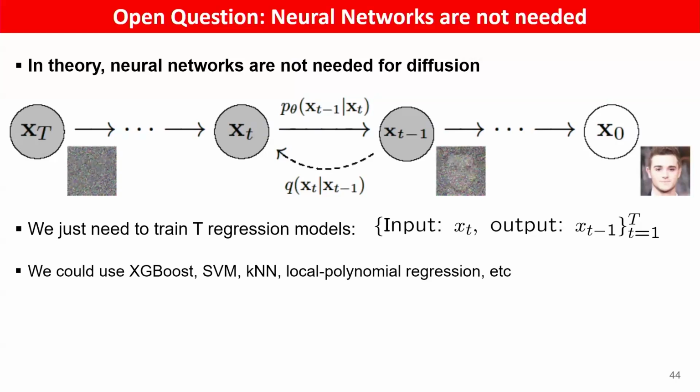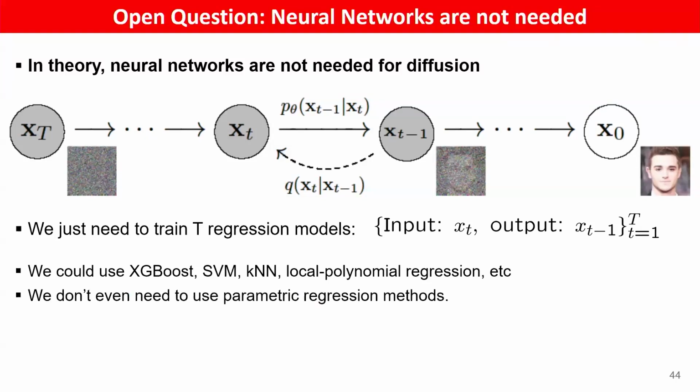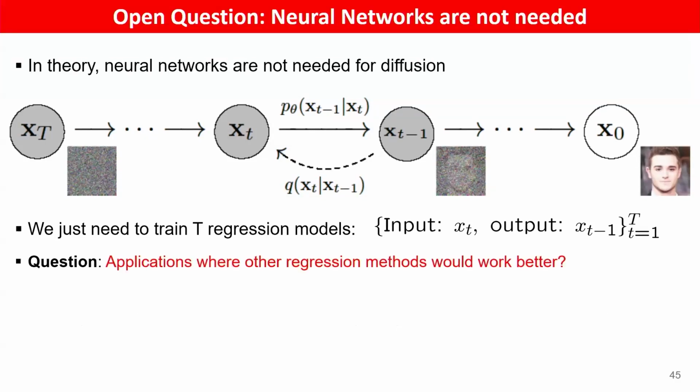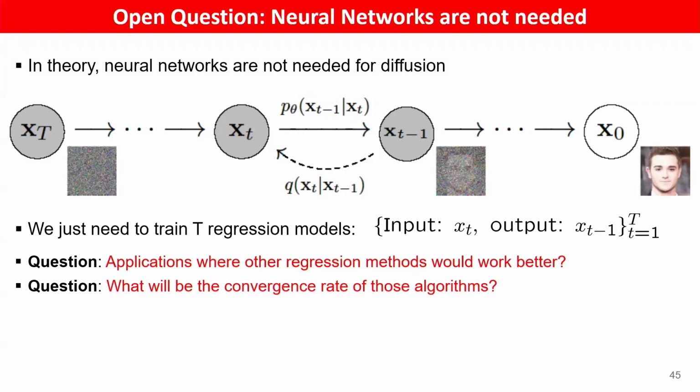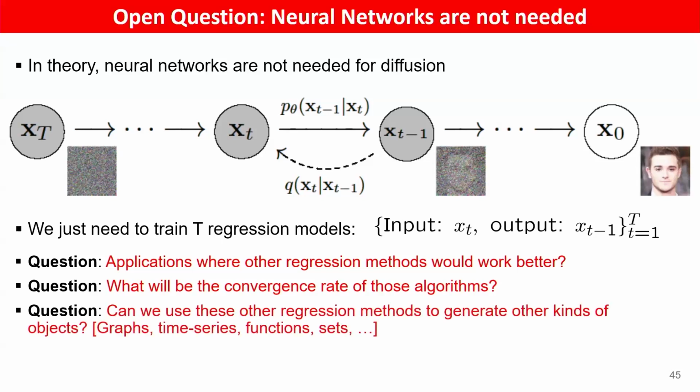And we know some applications where XGBoost works better than neural networks, and maybe there could be some applications where, forgetting about neural networks, you could get diffusion-based methods that work better than the neural network-based approaches. And so the question could be, what would be the convergence rate of these new diffusion-based methods that wouldn't use neural networks, but would use, say, XGBoost or other kinds of regression methods?